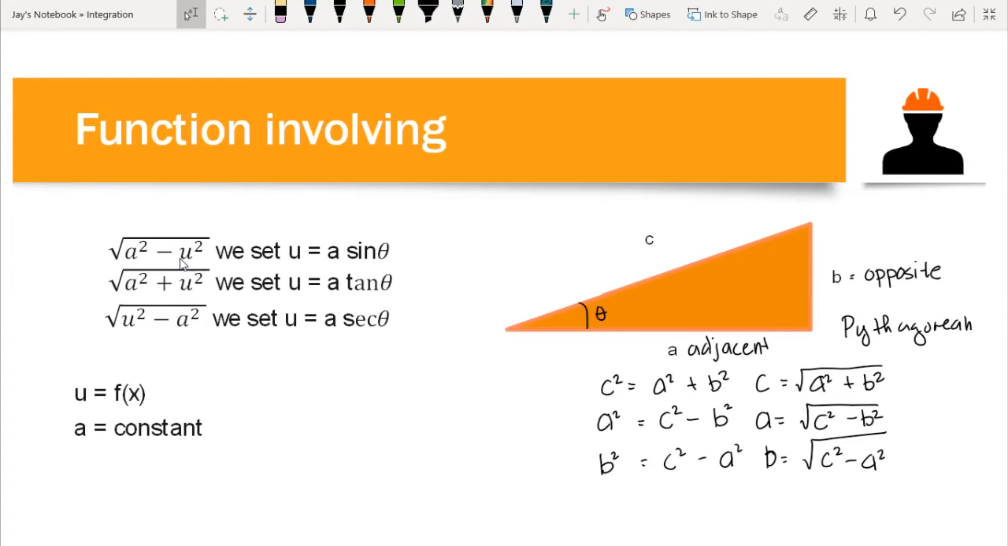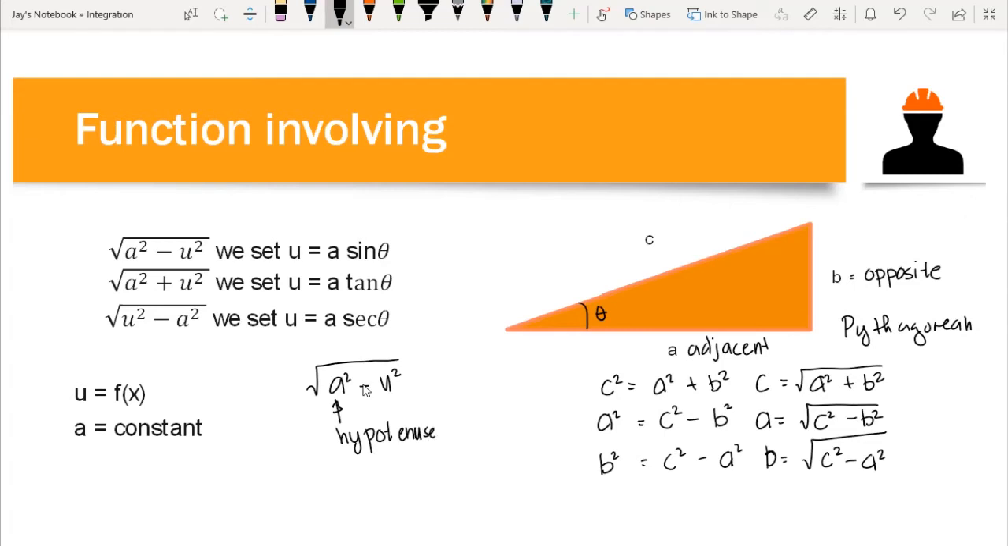So how are we going to use this? Take note, if we have the square root of A squared minus U squared in the function, then we set U in that case as A sine theta. Remember that one. Why is U equal to A sine theta? If you have the square root of A squared minus U squared, you are sure that our A here is the hypotenuse. Why?